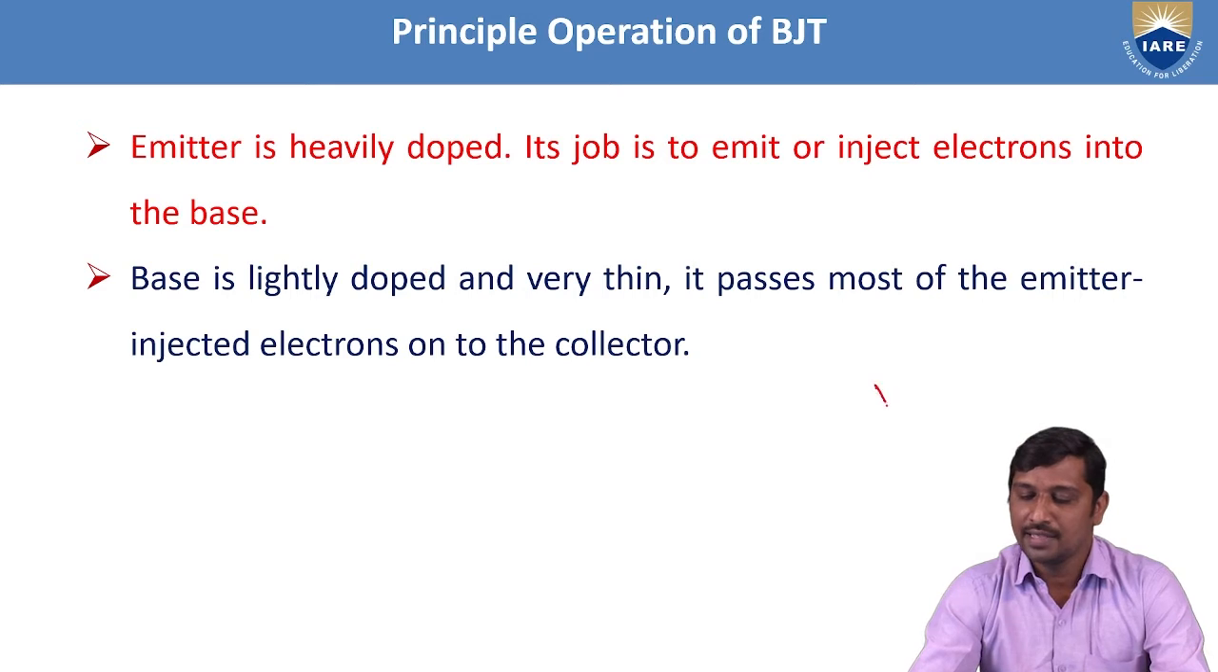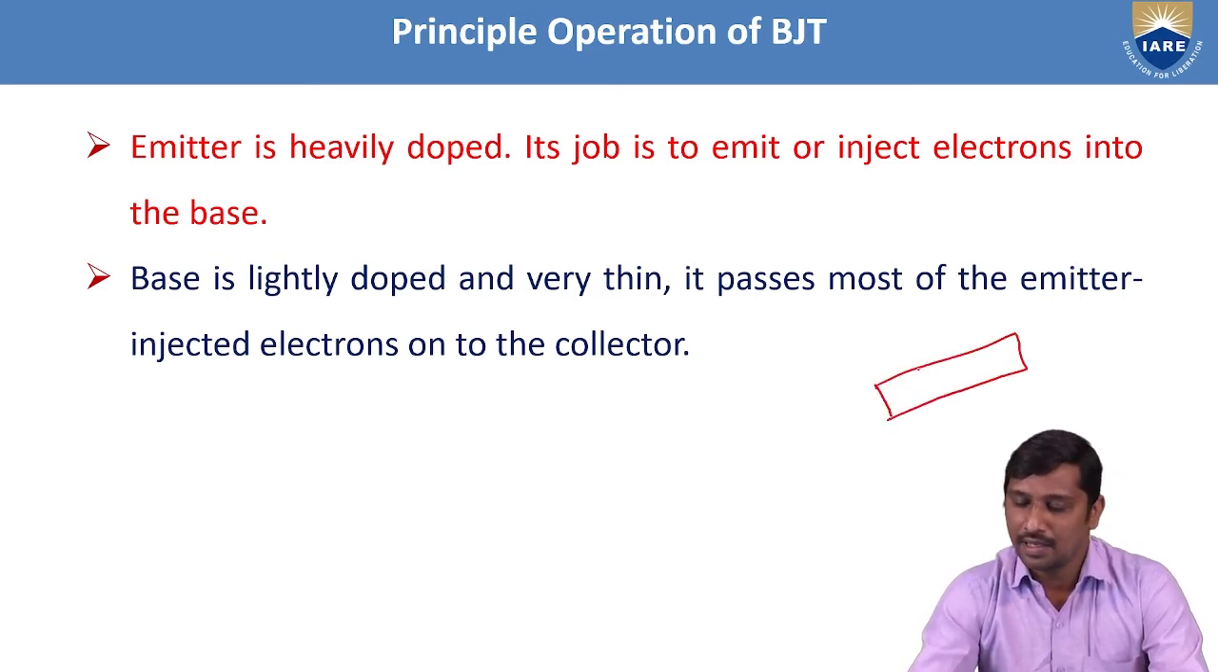Suppose I consider this is the construction: this is the emitter, E means emitter, this is the base, and this is the collector. You can observe this. The emitter is heavily doped, and the base is lightly doped.